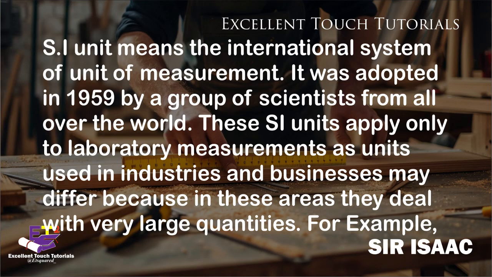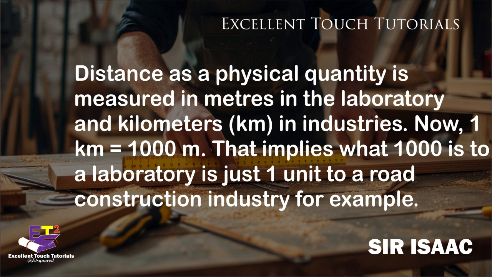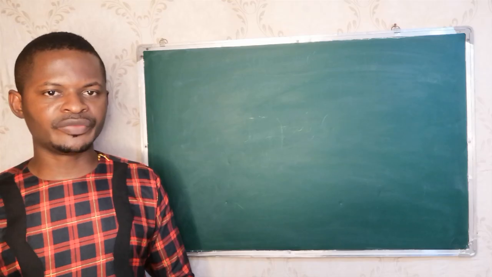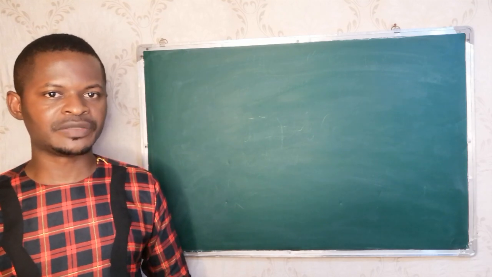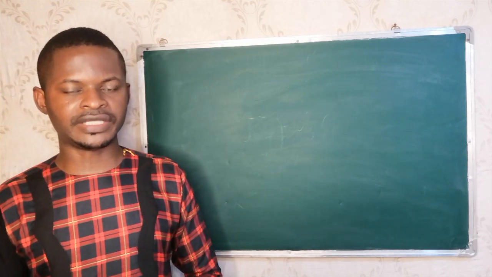Now, the SI is the International System of Units for measurement. It was adopted in 1959 by a group of scientists from all over the world. This unit applies to laboratories and even industries today. For example, distance as a physical quantity is measured in meters in the laboratory, and it is measured in kilometers in industries. A kilometer is 1,000 meters, so it means their measurement is also still dependent on the SI.